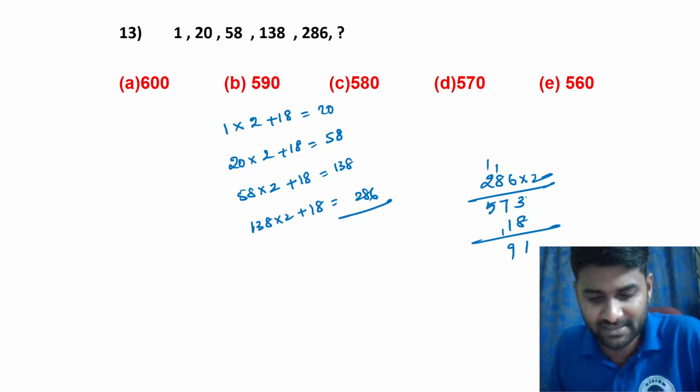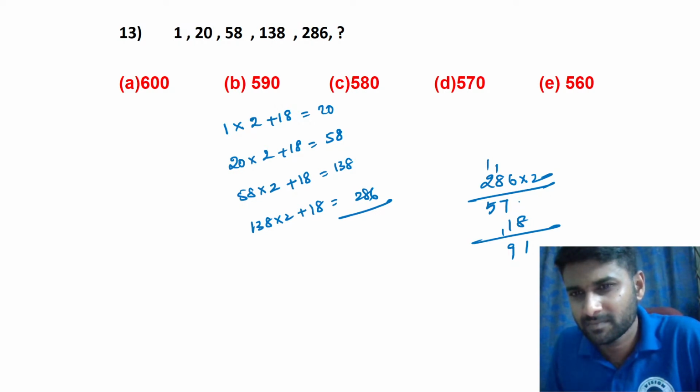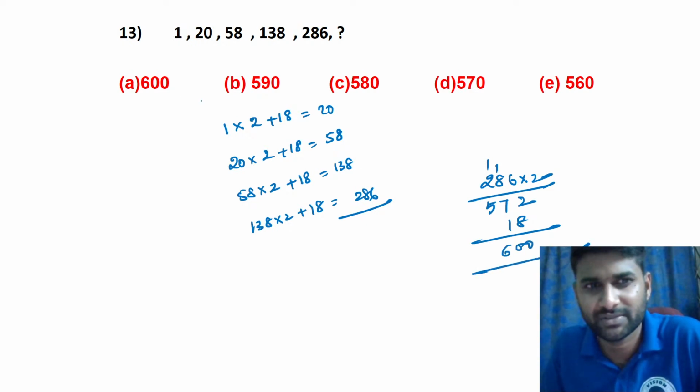The next number after 286 is 590. So the total value, if you add the resultant, it becomes 600.